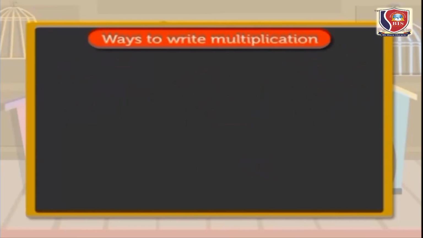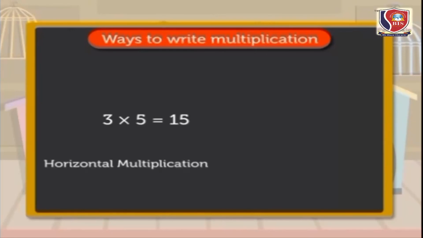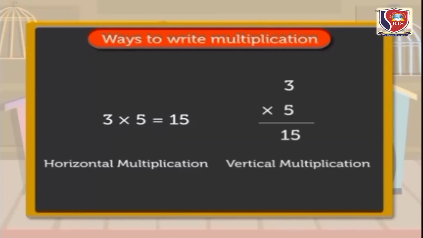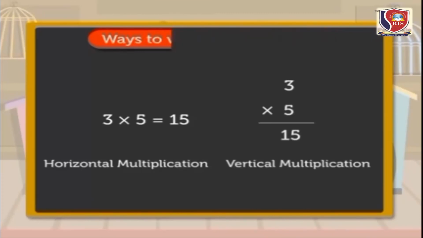Now, let's look at the ways to write multiplication. This is called horizontal multiplication. This is called vertical multiplication.